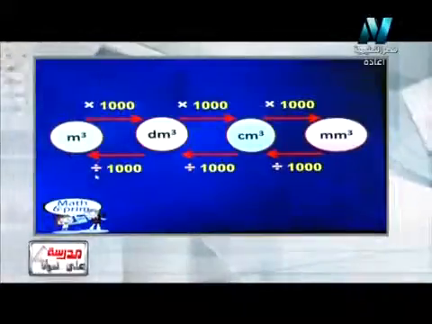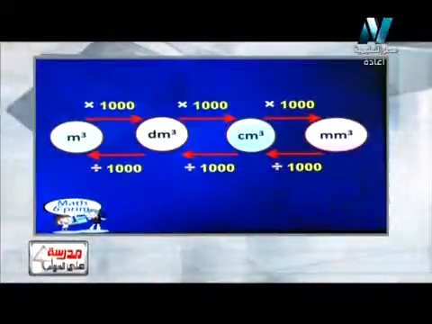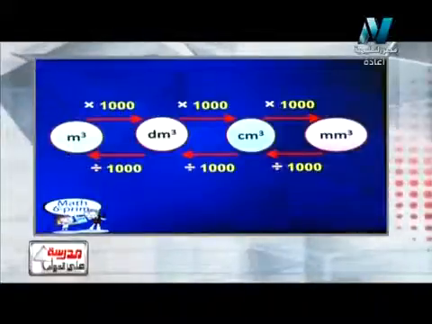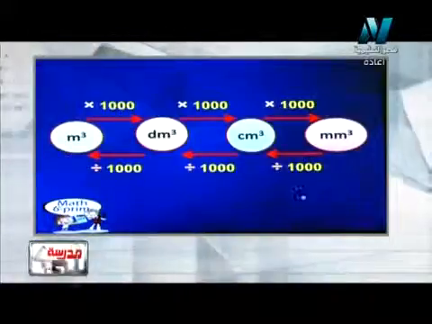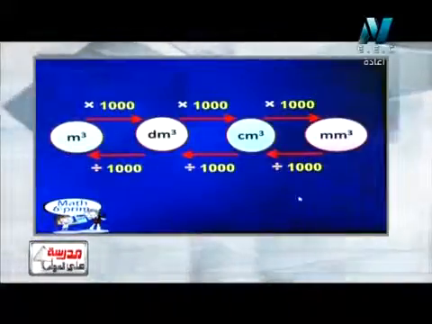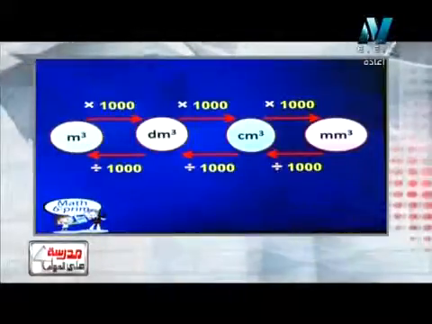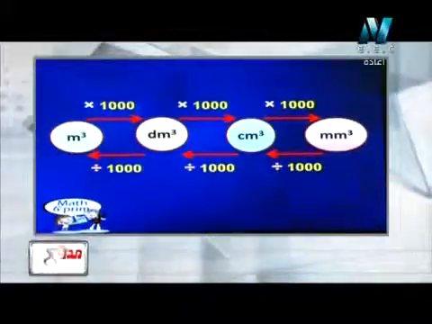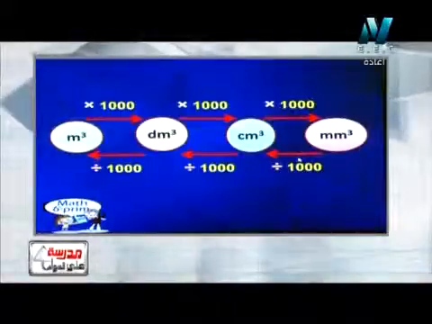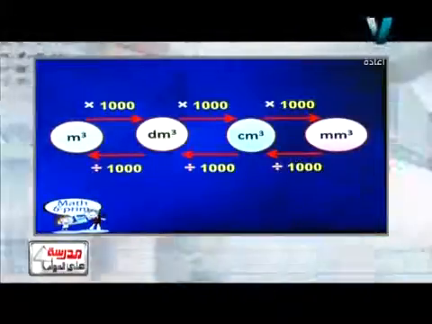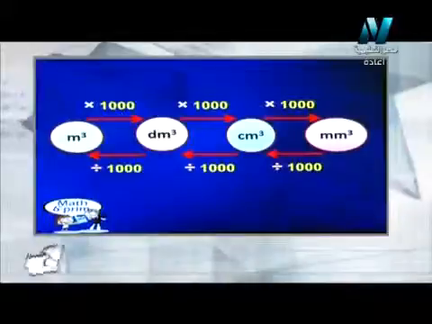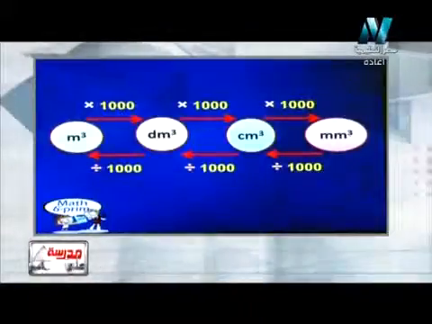In our example, from meter cube to millimeter cube, multiply by what? Yes, excellent, 1 milliard. From meter cube to millimeter cube, just write 3 and 9 zeros. 3 milliard millimeter cube.